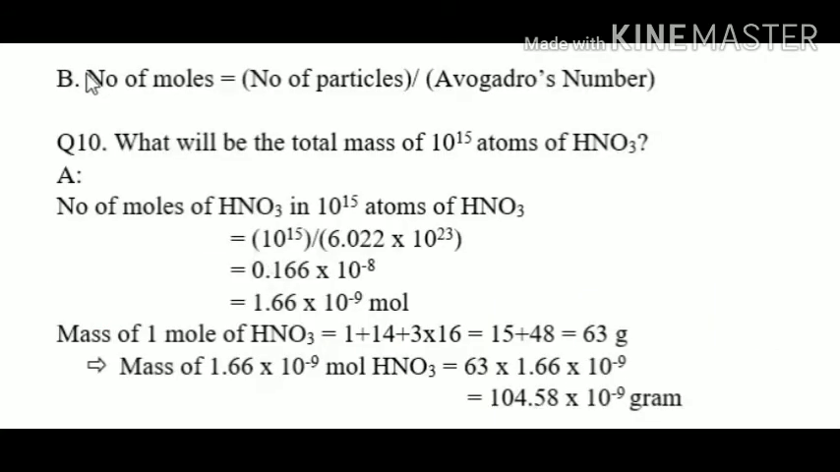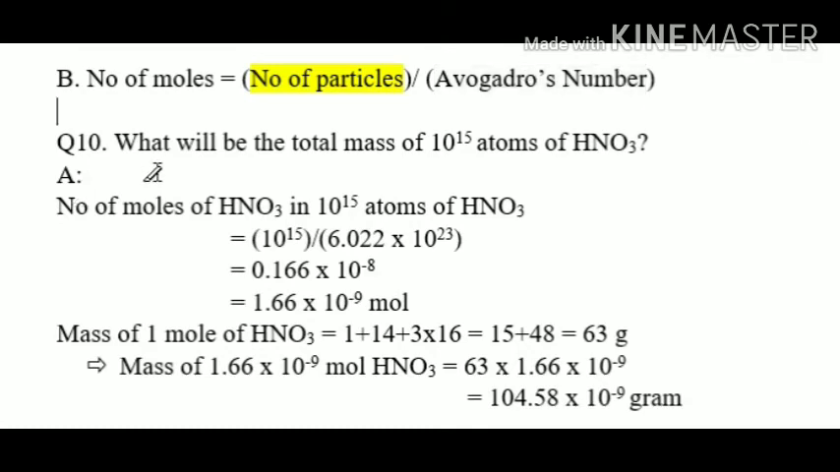To calculate the number of moles from the number of particles, the number of moles equals the number of particles divided by Avogadro's number. So number of moles equals number of particles divided by Avogadro's number. Okay.